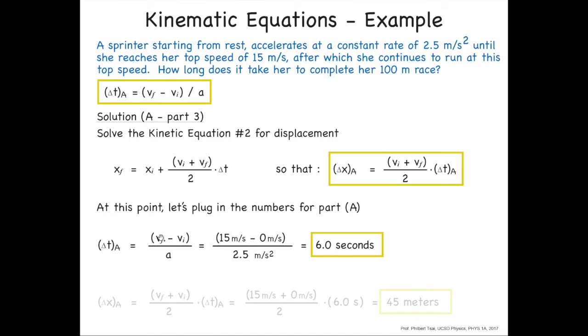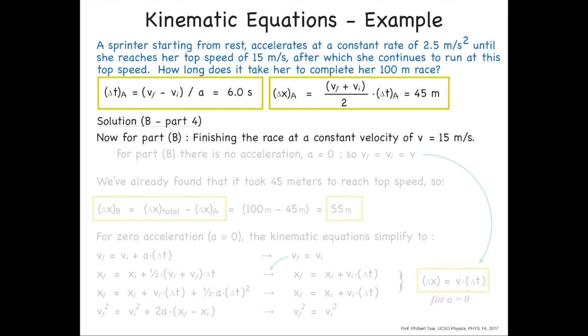Delta t is VF minus VI over A, so that's 15 meters per second top speed minus rest, divided by her given acceleration, and that gives us 6.0 seconds is how long it took her to get to that top speed. How far does she get in that time? Well, if we know the final velocity and the initial velocity, which we do, and we now know how long she accelerates for, then we can plug our numbers in. 15 plus 0 over 2 times 6 gives us 45 meters. So in 6 seconds, she gets up to her top speed, and by that time, she's covered 45 meters.